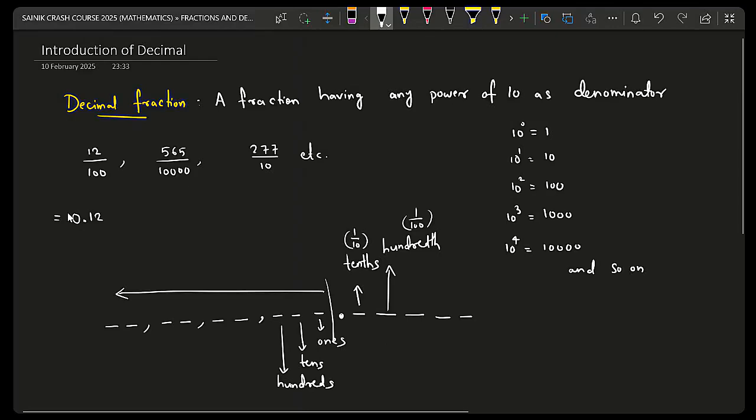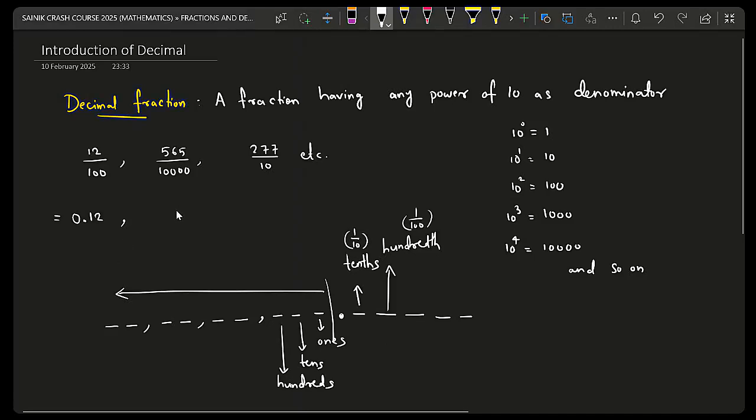That means what is there in the ones place? 0. What is there in the tenths place? 1. What is there in the hundredths place? That is 2. So this is how we write the decimal. This is how we convert a decimal fraction into decimal. And the next, second one also we will convert.